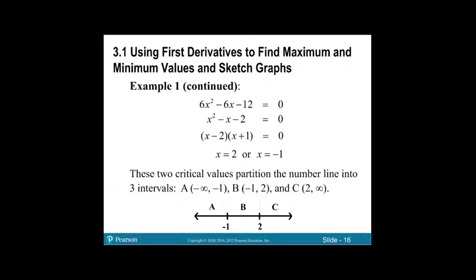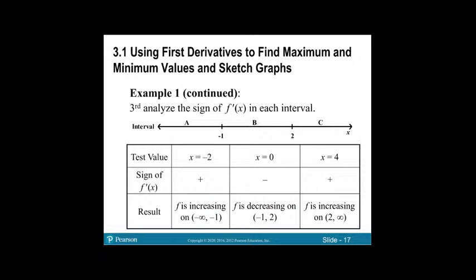We got all of this, right? So these two critical values partition a number line into 3 intervals. You got section A, B, and C. All right, I think we did this as well. So in section A, I think we chose the same test value. The result was positive, so that means the original function was increasing on that interval.